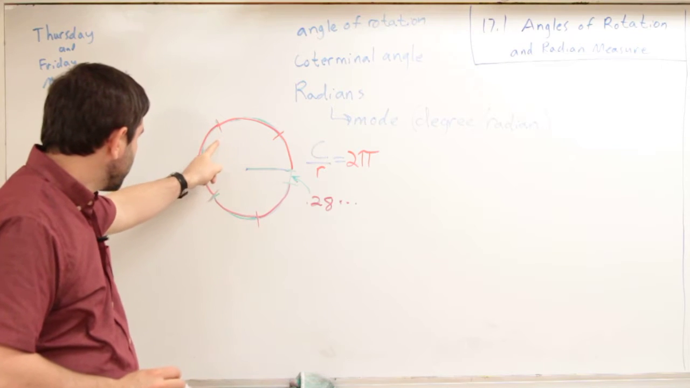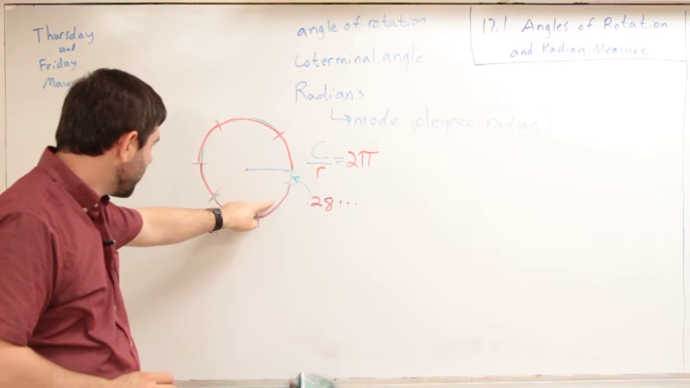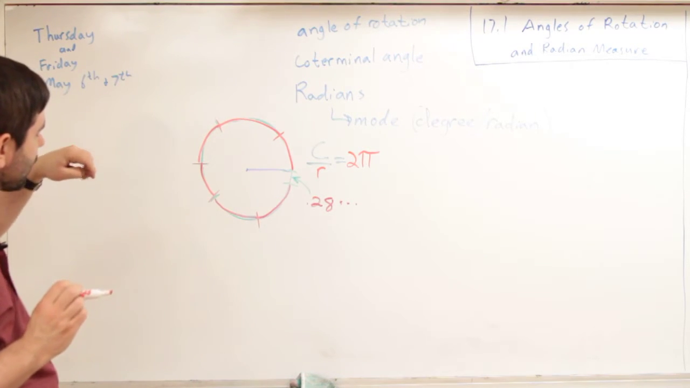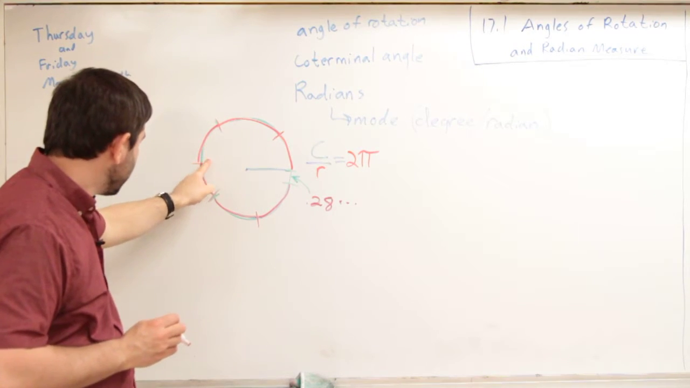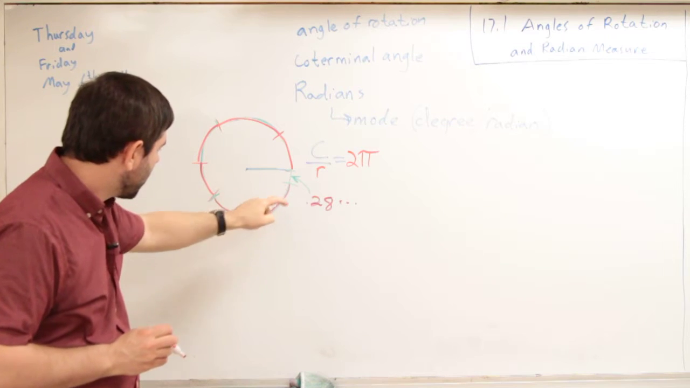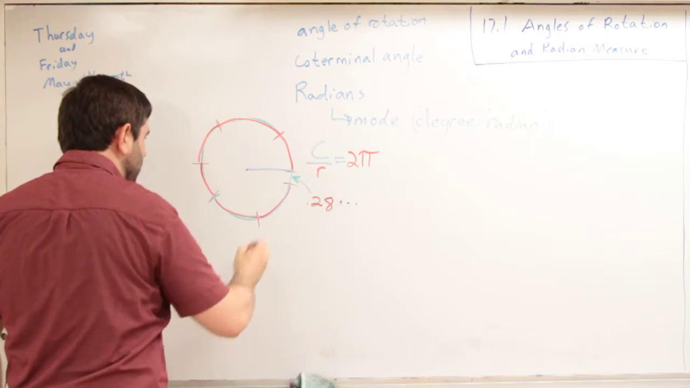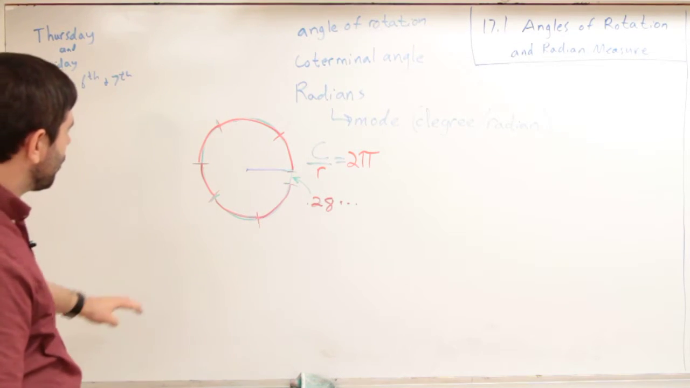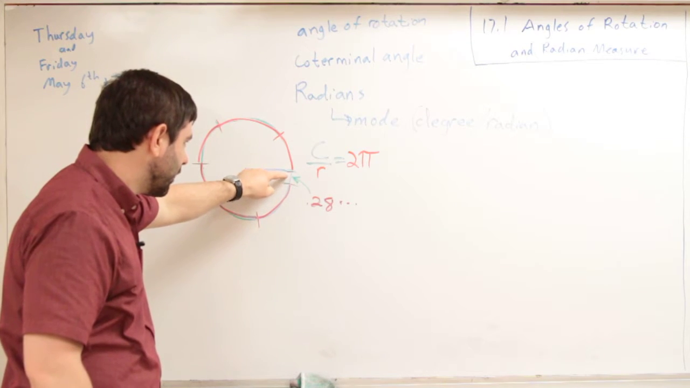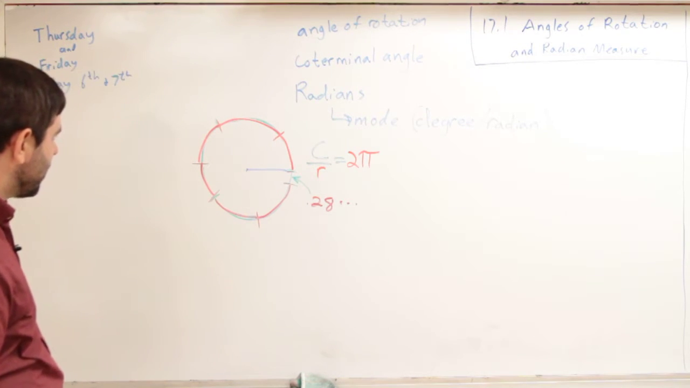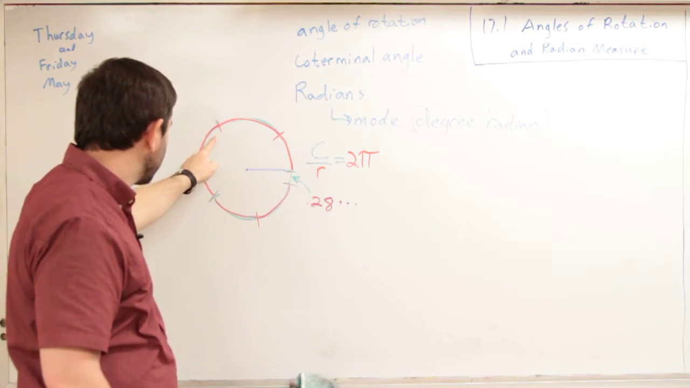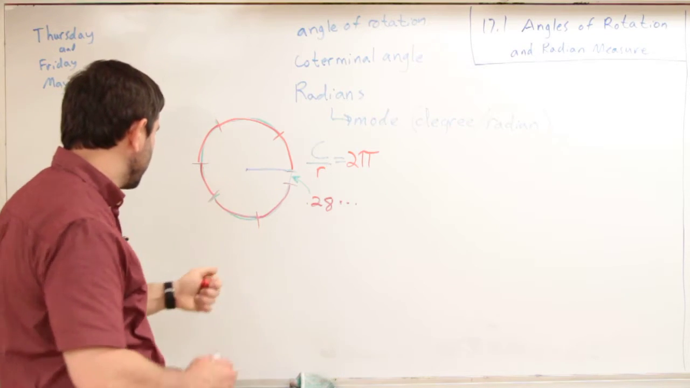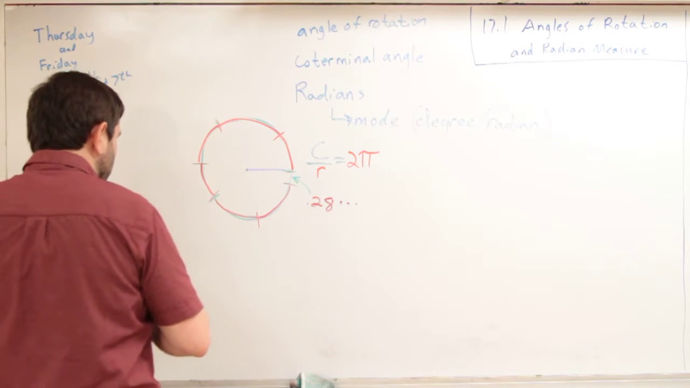Now, each of these markings is going to be the same on any circle, for any size of a circle. So each of these we call a radian. Each of these pieces is a radian. Now, we have some weird decimal thing going on here, so we don't measure radians in whole numbers. We measure radians a little bit differently.